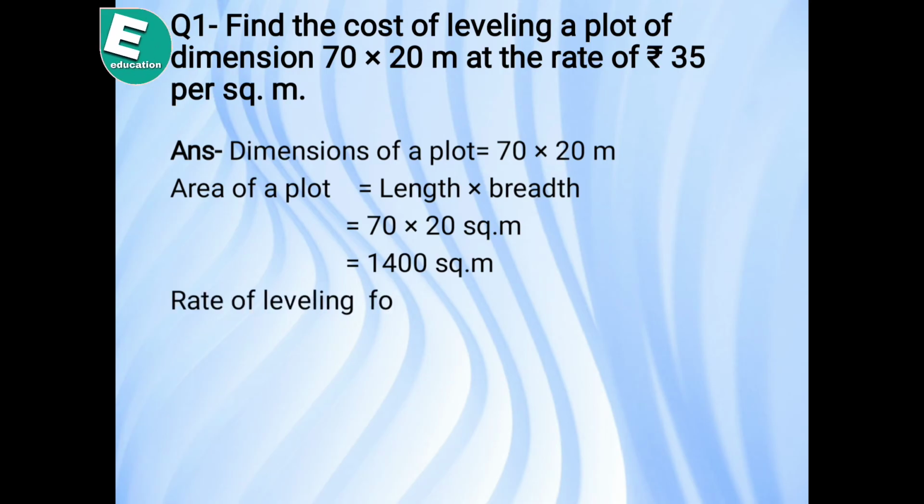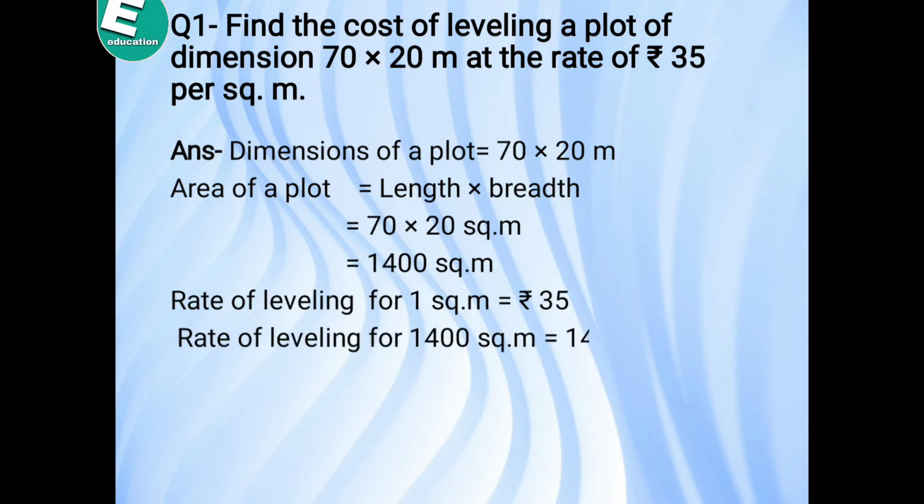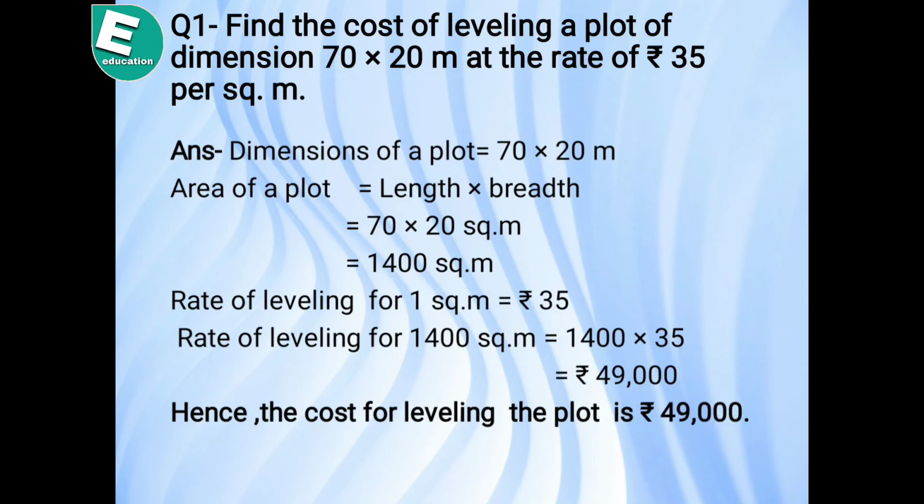Here the rate of leveling for 1 square meter is given, which is equal to rupees 35. So rate of leveling for 1400 square meter is equal to 1400 multiply 35, which gives 49,000 rupees. Hence the cost for leveling the plot is 49,000 rupees.